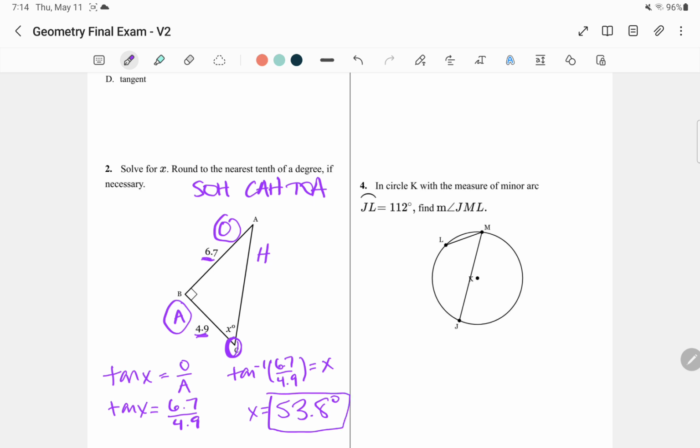So let me know if you forgot how to use the calculator on that one, but it's pretty much just the inverse tangent key. You're going to type in those numbers, hit enter, and you get your angle.